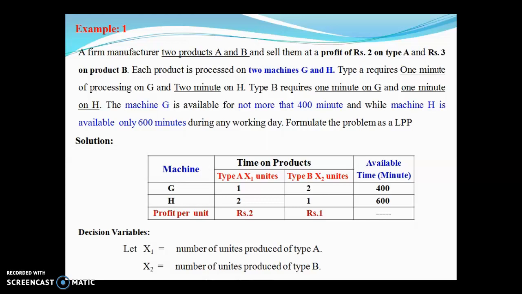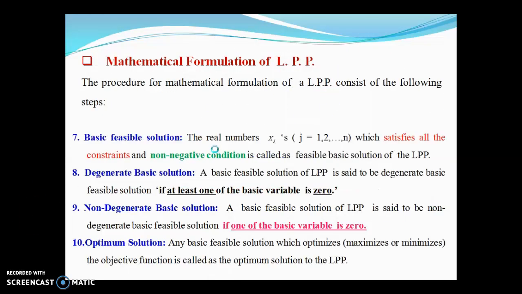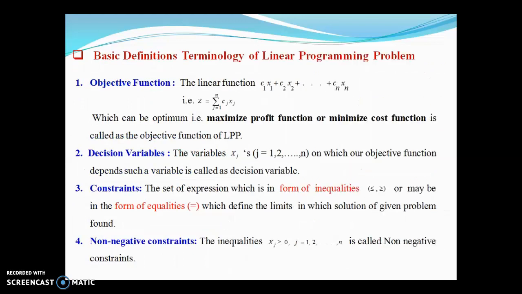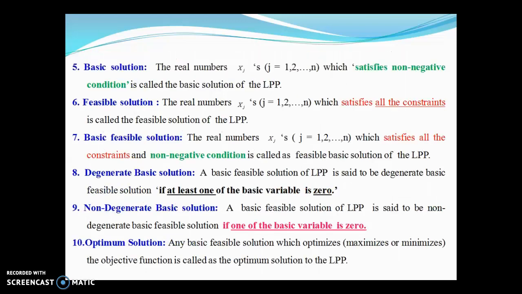Yesterday, we have seen some basic definition terminology on linear programming problem, mathematical formulation of linear programming problem. What are the steps of the mathematical formulation? These are: what is my objective function, decision variable, constraint, non-negative constraint, basic solution, feasible solution, basic feasible solution, degenerate basic solution, and so on.